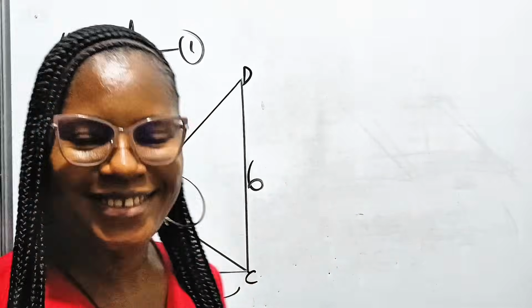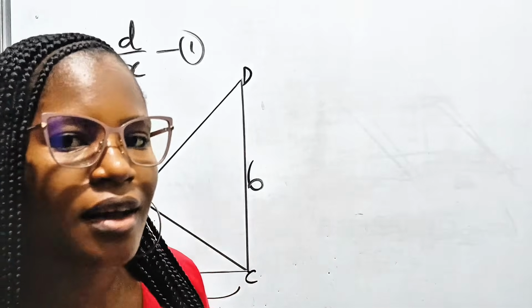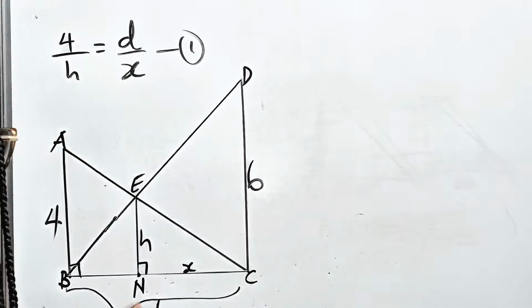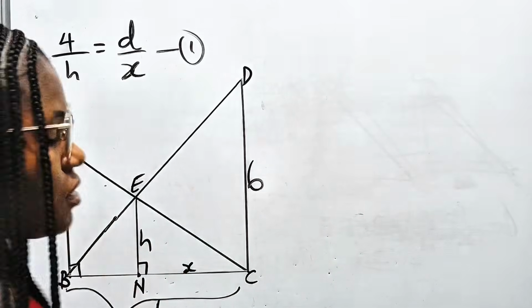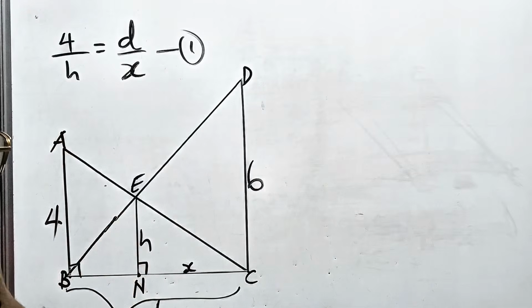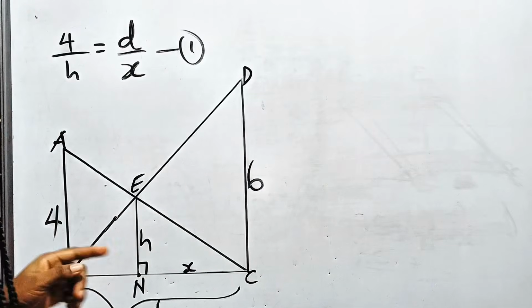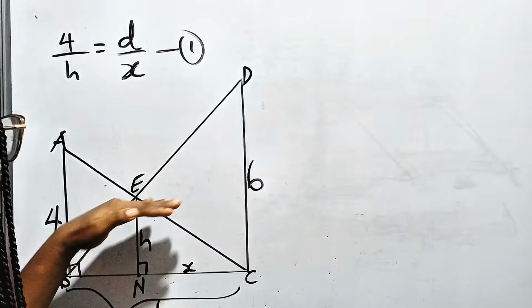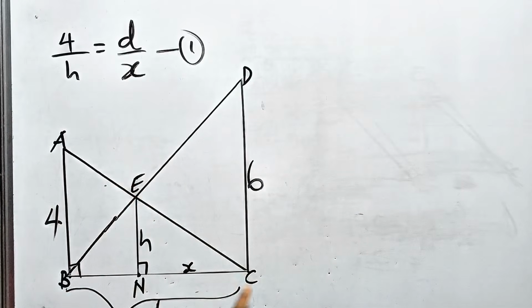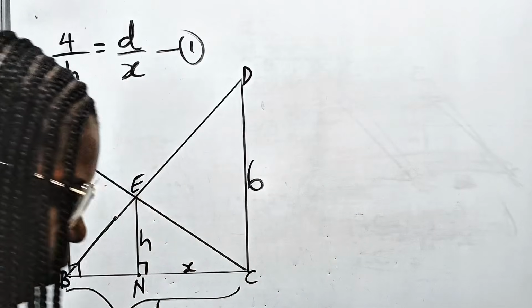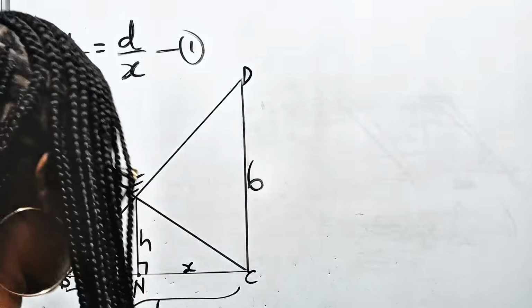Now similarly, let's do this. If you look at this particular diagram again, if we should drop a line that is parallel to BC through E, we are going to have this.